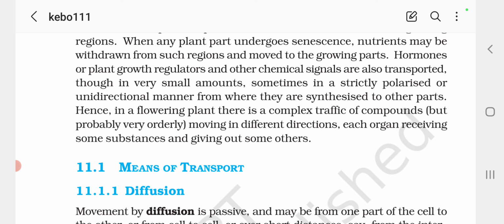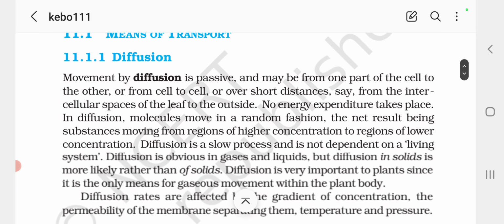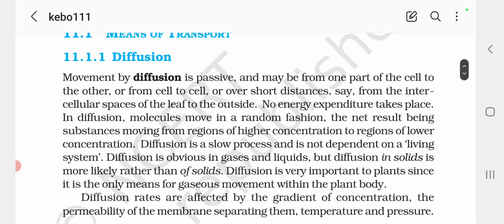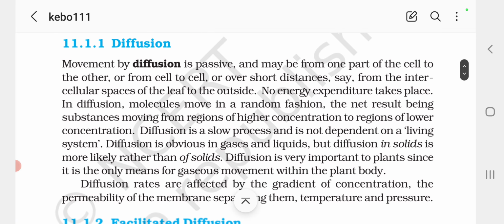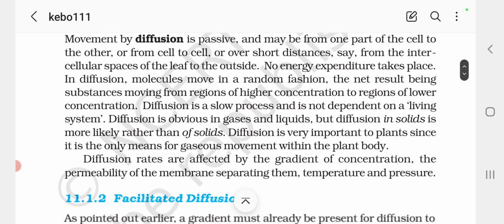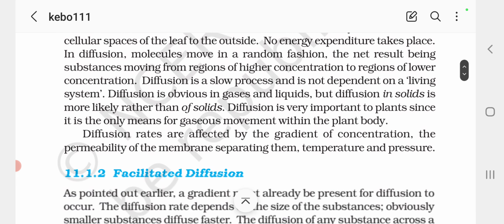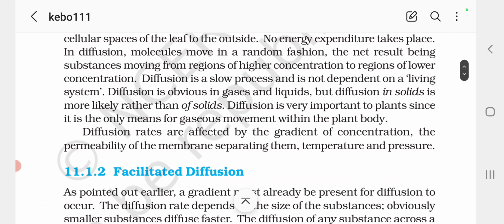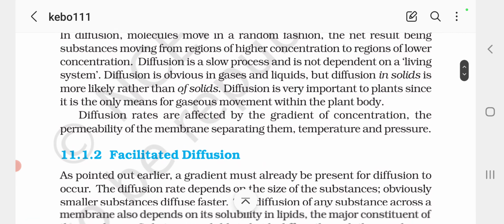11.1 Means of transport. 11.1.1 Diffusion. Movement by diffusion is passive and may be from one part of the cell to the other or from cell to cell or over short distances, say from the intercellular spaces of the leaf to the outside. No energy expenditure takes place in diffusion. Molecules move in a random fashion, the net result being substances moving from the regions of higher concentration to the regions of lower concentration.